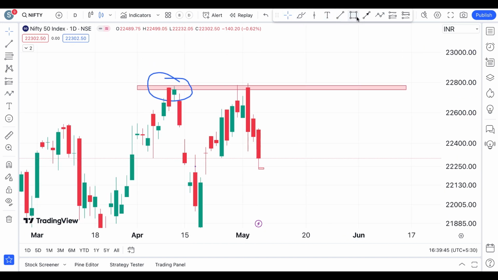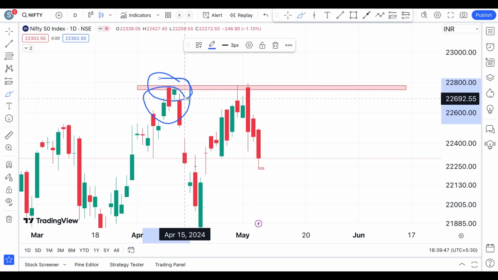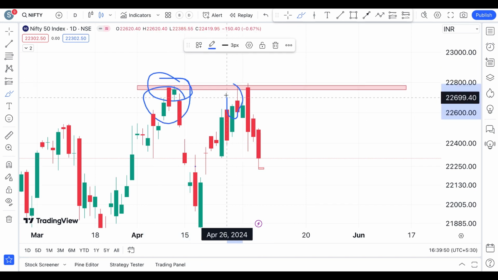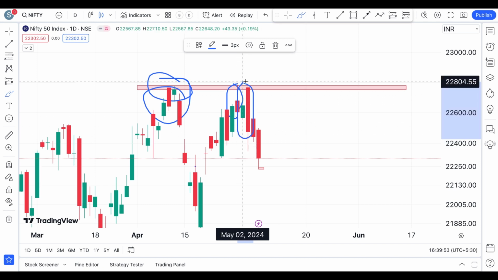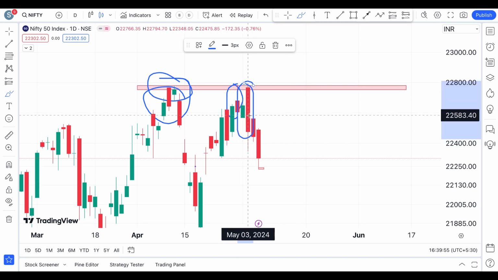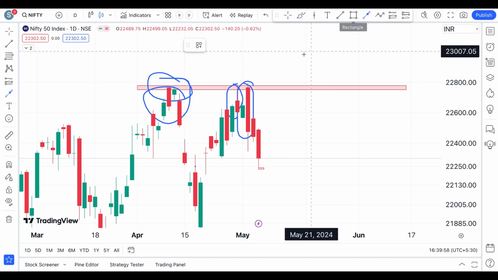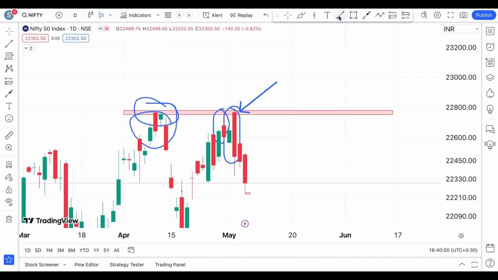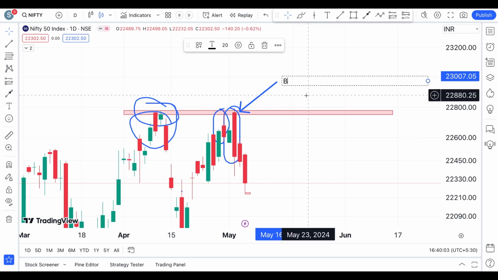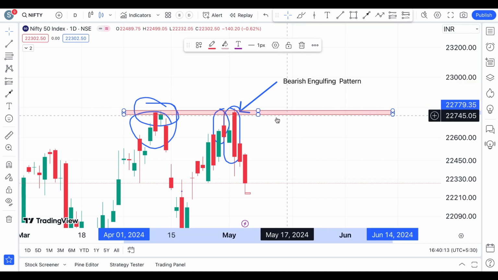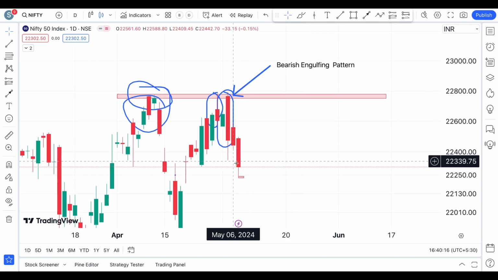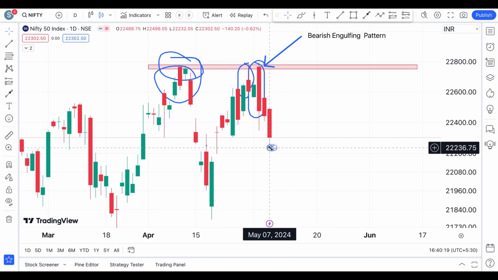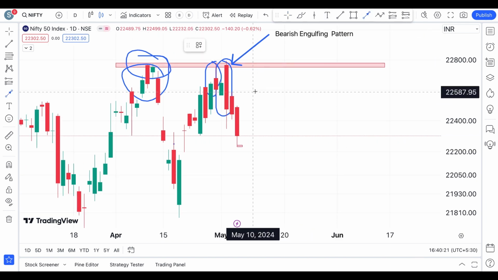We have a resistance area that is marked right here, and exactly at that area we have seen initial trouble and a bigger trouble here, because these two candles, May 2nd and May 3rd candles, both put together, gave us a candlestick reversal sign called a bearish engulfing pattern. We have seen that at an important level, that is, at our resistance area. So that's intact, and we are seeing it take the momentum towards the downside.